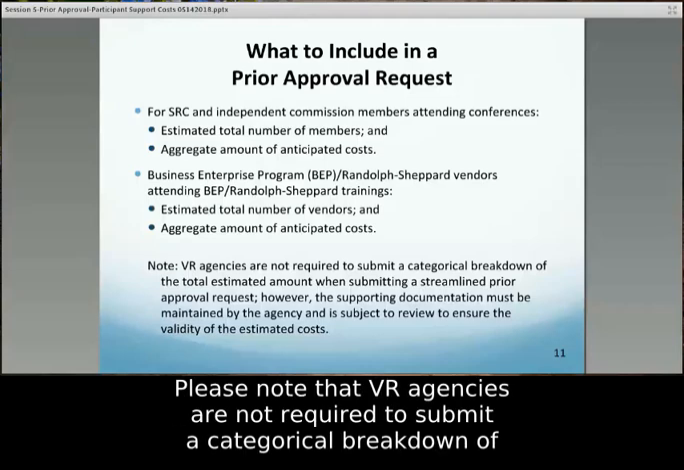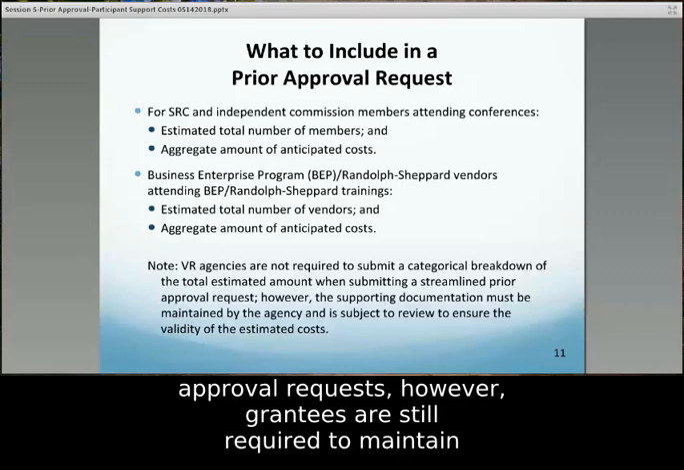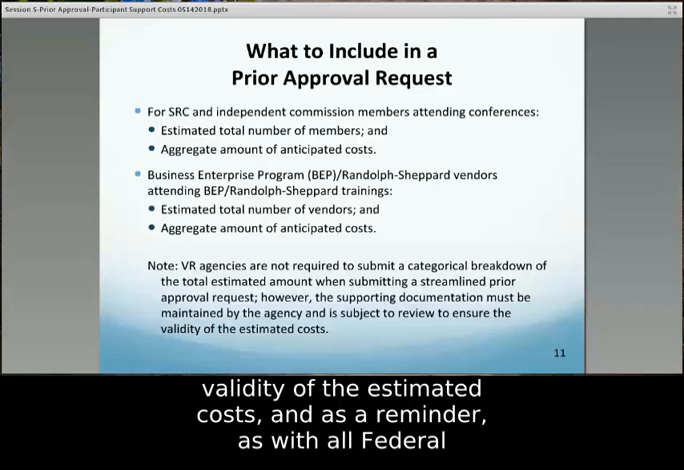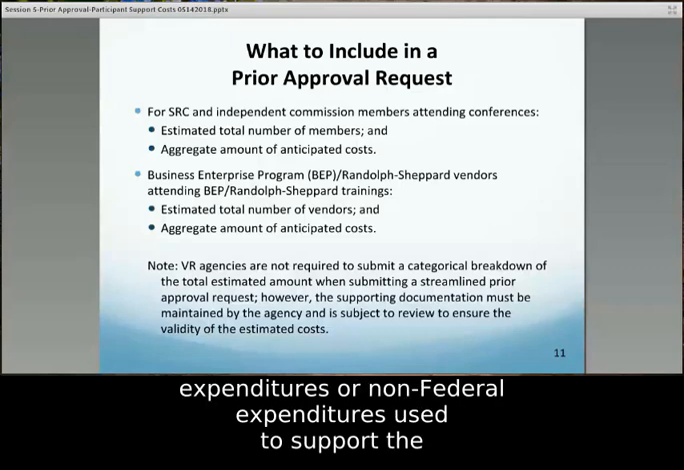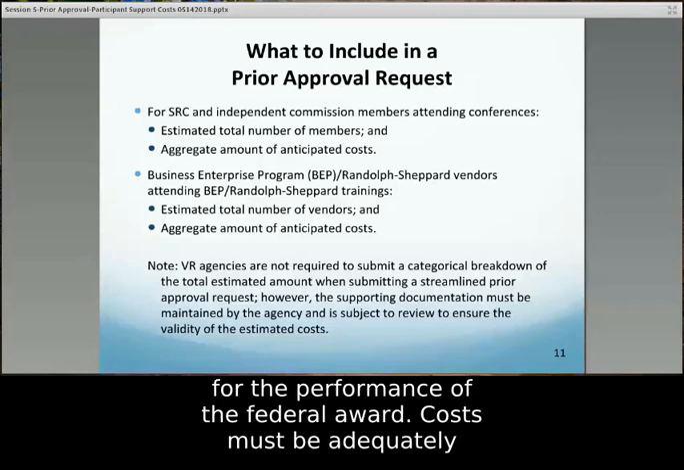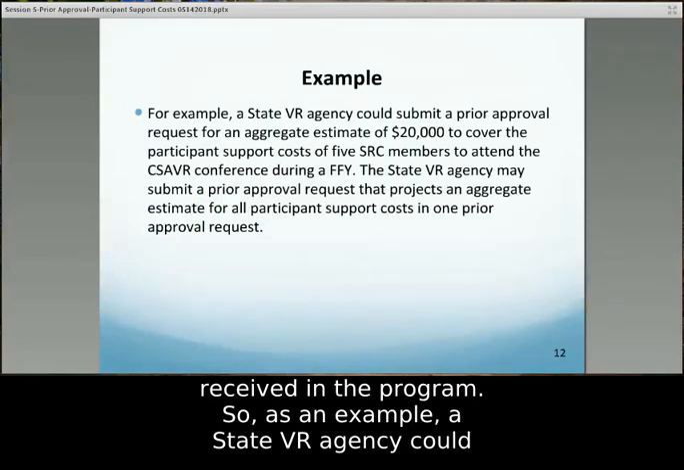Please note that VR agencies are not required to submit a categorical breakdown of the total estimated amount when submitted as streamlined prior approval requests. However, grantees are still required to maintain supporting documentation that may be subject to review to ensure the validity of the estimated costs. And as a reminder, as with all federal expenditures or non-federal expenditures used to support the VR program, grantees must ensure that costs are necessary and reasonable for the performance of the federal award. Costs must be adequately documented, and costs are allocable based upon the relative benefit received in the program.